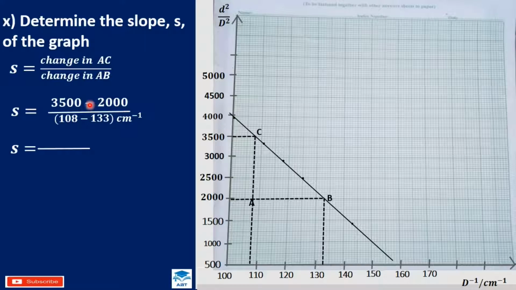3500 minus 2000 will give us 1500. And 108 minus 133 will give us minus 25. 1500 divided by negative 25 is negative 60. And the reciprocal of per centimeter is centimeter.